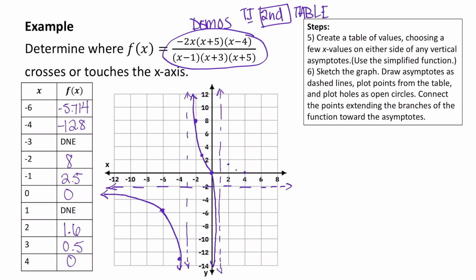And then we have this final piece. We have 2 and then 1.6, 3.5, and then 4, 0. So it's going to go like this, not crossing the vertical asymptote, but then the horizontal asymptote is going to tell us what happens as x approaches infinity. So it's going to go like that.